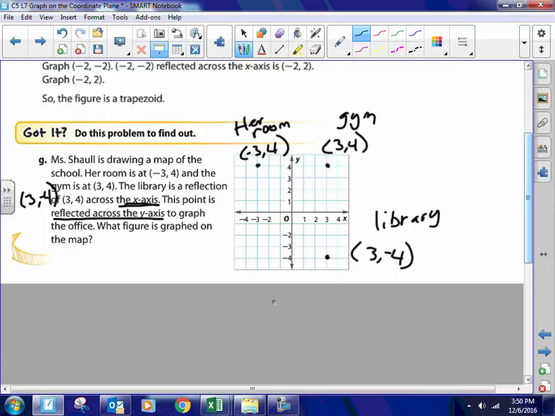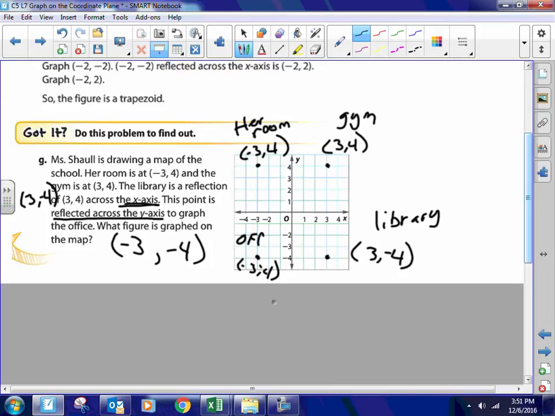And now we're going to plot one more. Okay? This point is reflected across the y-axis. The point we're reflecting is the library, okay? So it's being reflected across the y. That means our y stays the same, and we take the opposite of the x. All right, go ahead and let's graph that. So it's -3, -4. That's right here. And this is the office, okay?